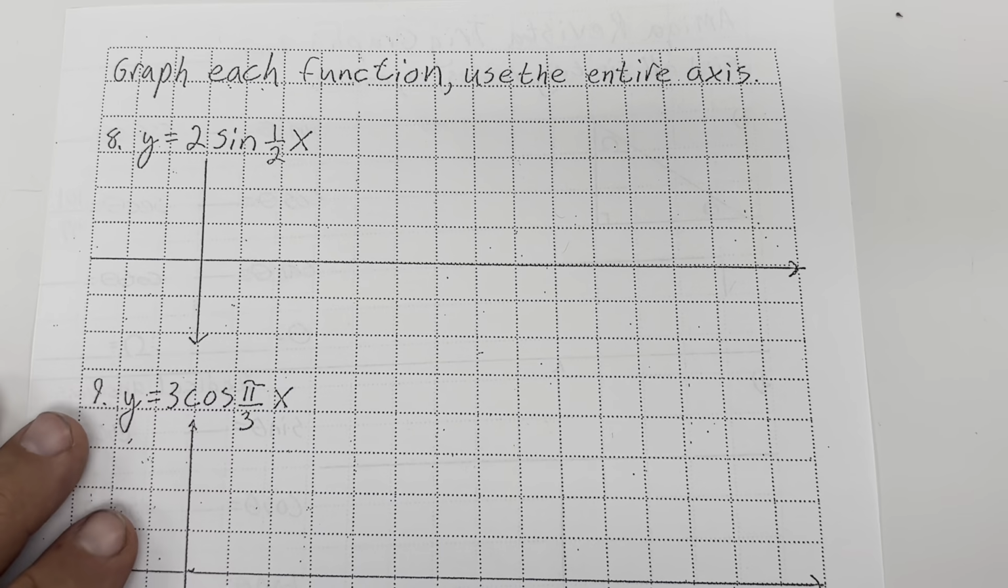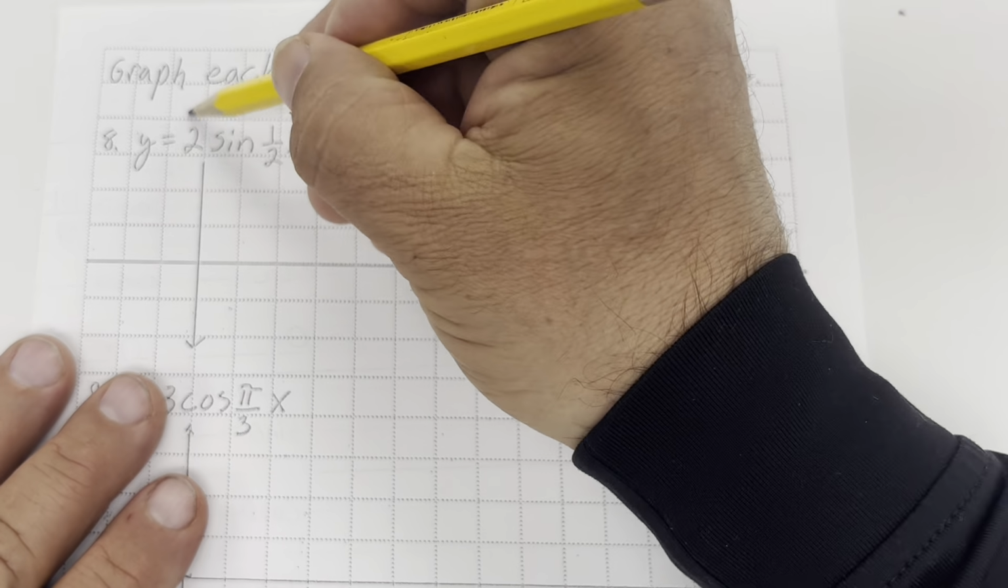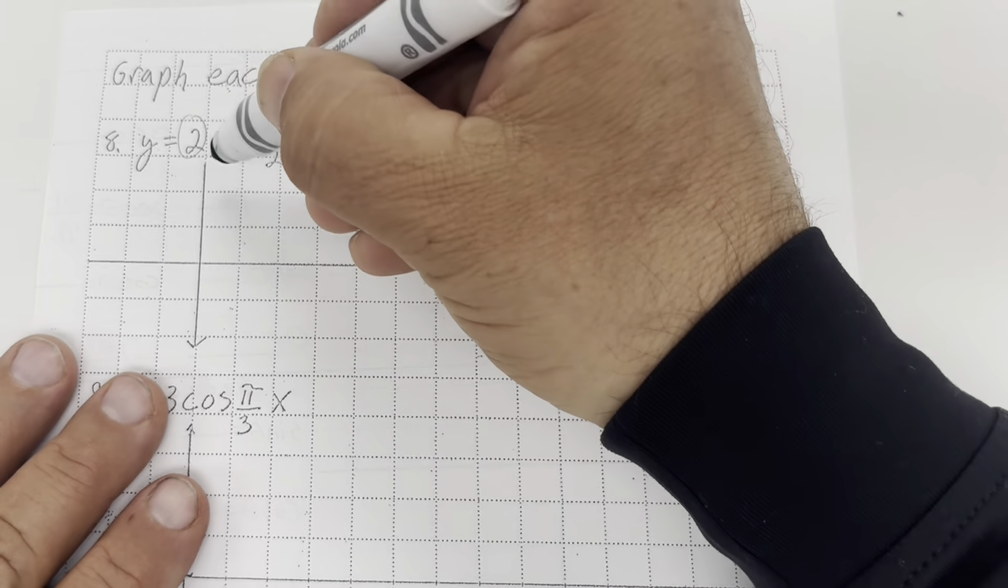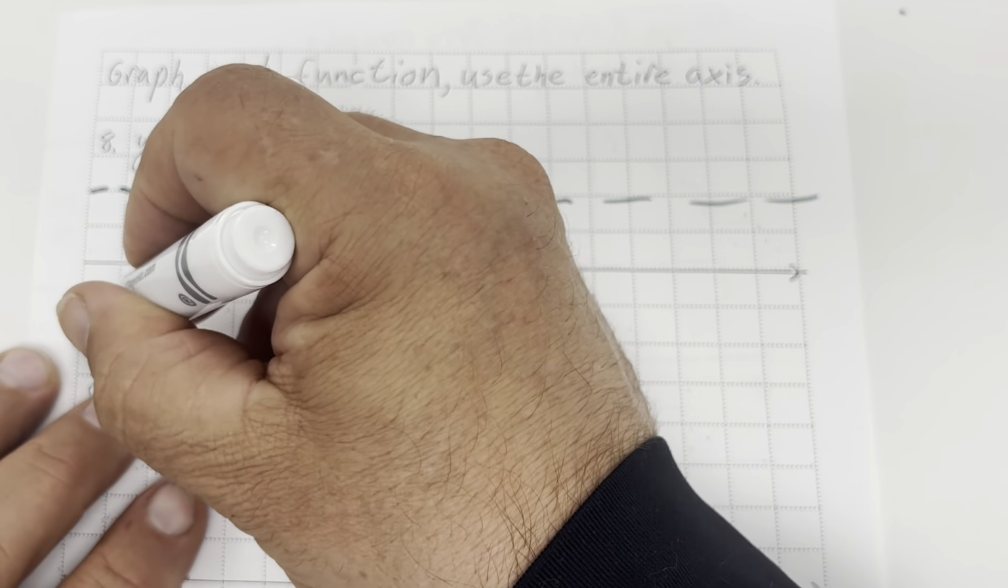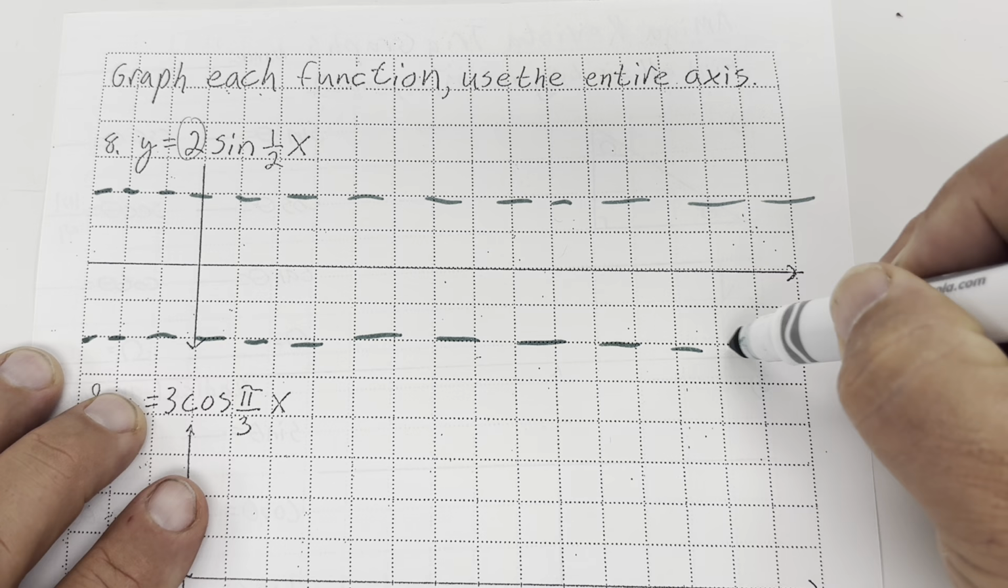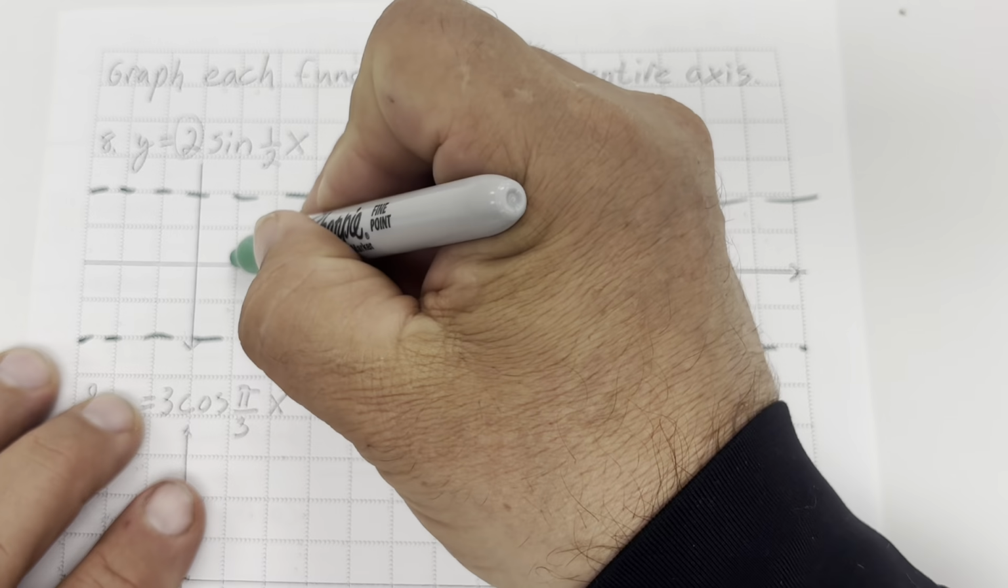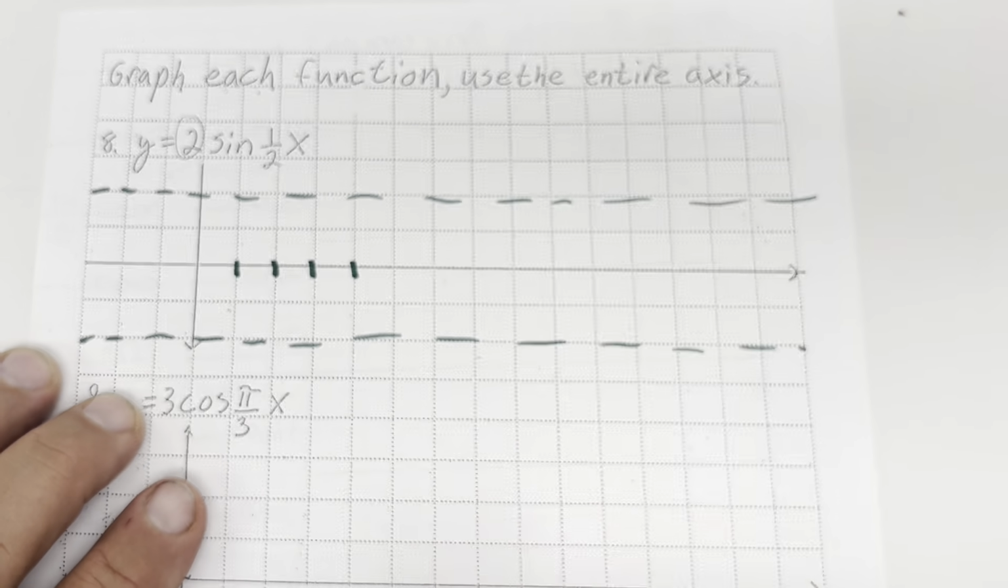So we're going to graph the function. The amplitude is 2, so here's what that means graphically. We go 2 up and put a dashed line. We go 2 down and we put a dashed line. Always go right 4. 1, 2, 3, 4.